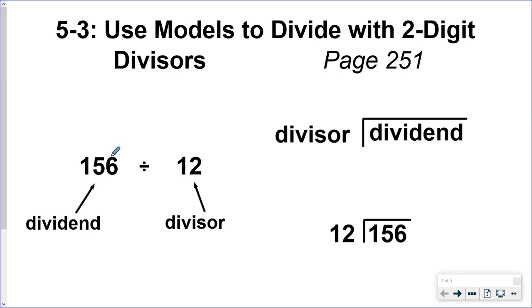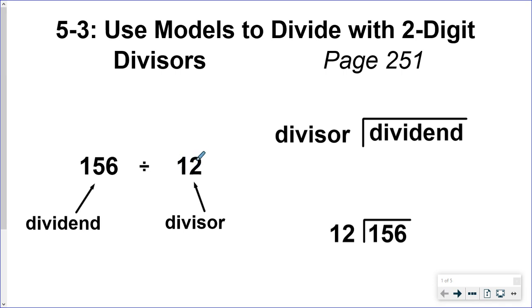Think of the dividend as the total number of items that I have. So let's say, for example, you have 156 pencils. If I had a total of 156 pencils, that would be the dividend. The dividend is what the total is. How many total pieces, how many total parts do you have? Then we're going to divide by 12.